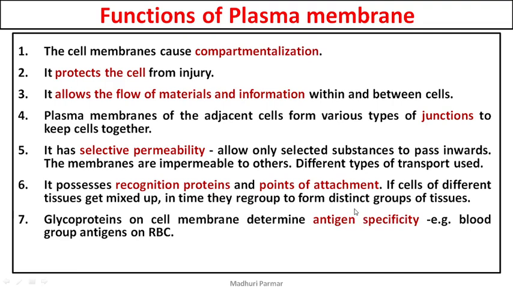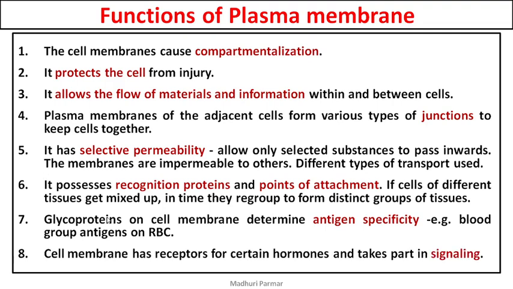Glycoproteins on the cell membrane determine antigen specificity. An example is blood group antigens on RBC. If there is glycoprotein A, then your blood group will be A. Then B type of protein will make your blood B. If you have both types of glycoproteins, then your blood group will be AB. So these are called antigens. Clear? They are also present on the cell membrane.